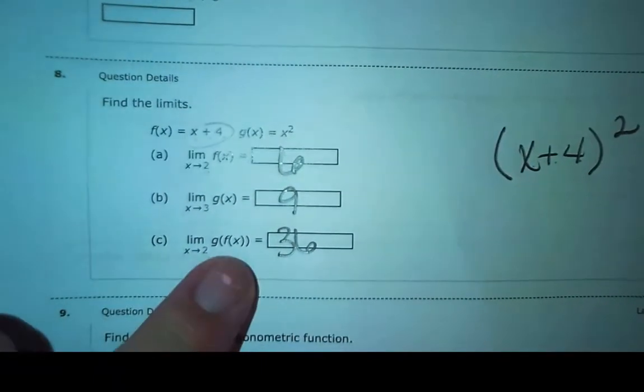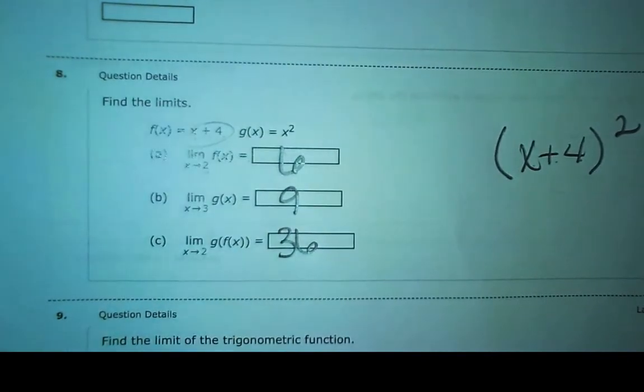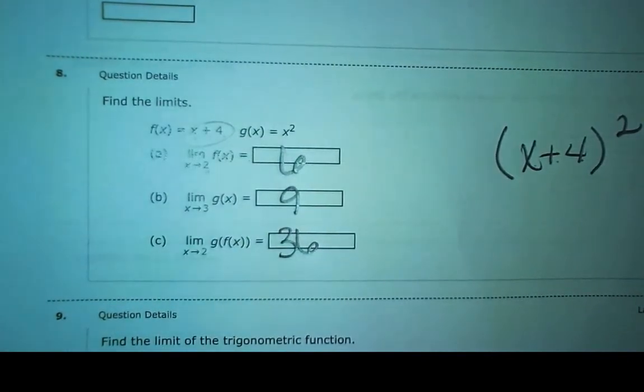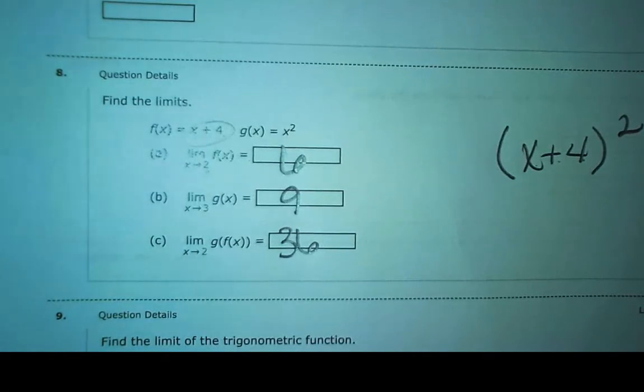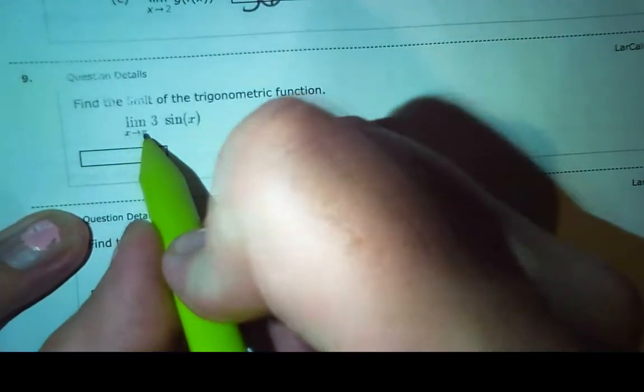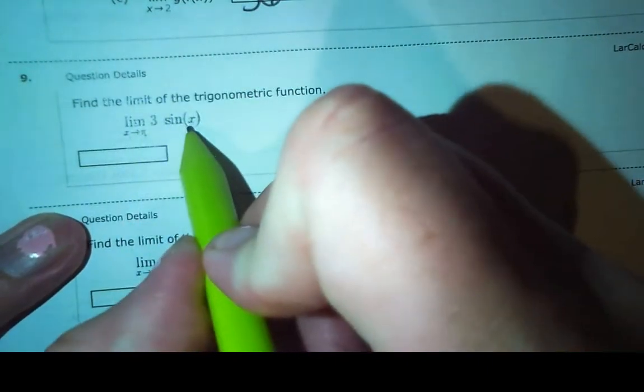Okay. That concept is going to come back in chapter 2 when we start looking at taking derivatives of stuff that's been nested like this has. Okay. So can I do this one? What is the limit as x approaches pi? So can I use direct substitution?